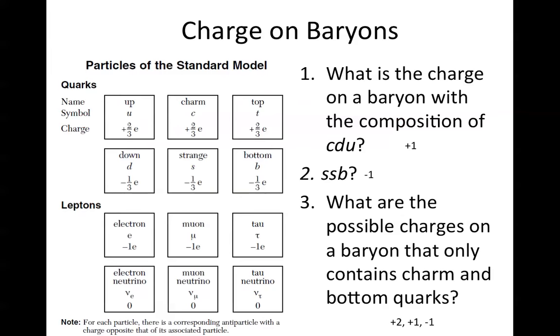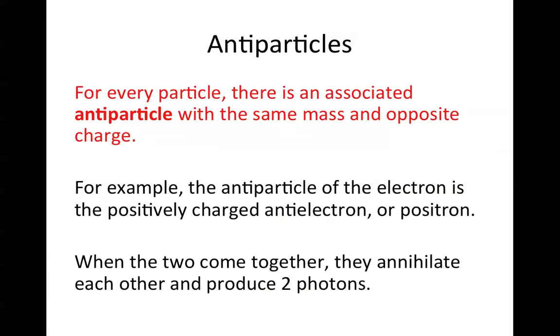Antiparticles. If we go back to the chart at the very bottom, we can see that for each particle, there is a corresponding antiparticle with a charge opposite that of its associated particle. So that's what the notes say. For every particle, there's an associated antiparticle with the same mass and opposite charge. For example, the antiparticle of the electron is the positively charged anti-electron, or positron. Instead of having a negative charge like the electron, it's the opposite. That's what an antiparticle is. They still have the same mass.